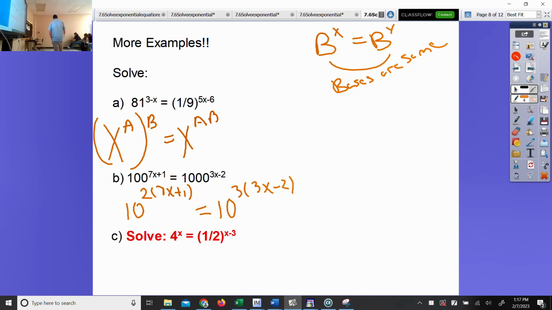So now you've satisfied that little theorem. You have common bases. They don't matter anymore. As soon as the bases are common, you can just pretend they don't even exist. Gone. So what's true about 2 times 7x plus 1 and 3 times 3x minus 2? They're equal. Just trust the theorem, kids.